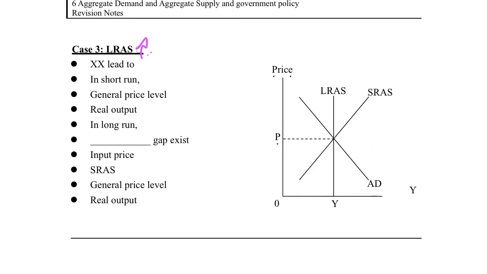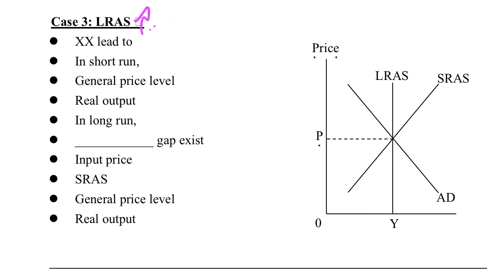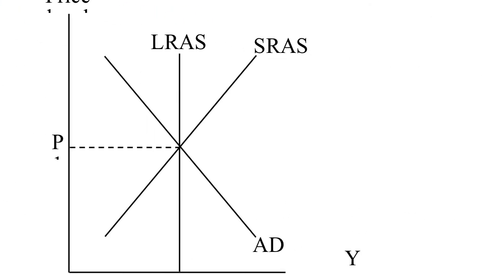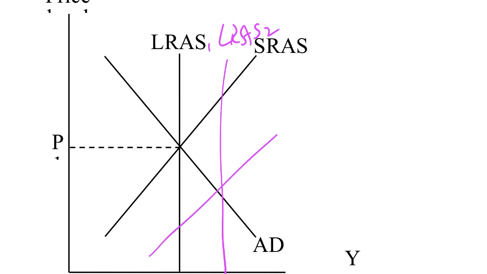And the last case is about what happens if we find that the LRAS increases. For example, a new technology, or we have more labor, or more capital goods, or more training of the human resources, and these things will increase the LRAS. What happens to the diagram? Let's say we have LRAS 1, then this time it changes to LRAS 2. Because LRAS changed, then SRAS will change, in the short run and the long run, to SRAS 2.